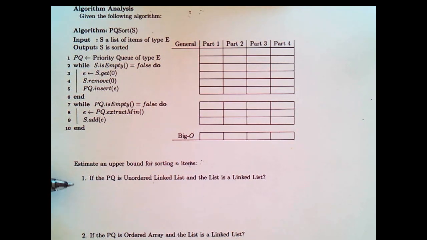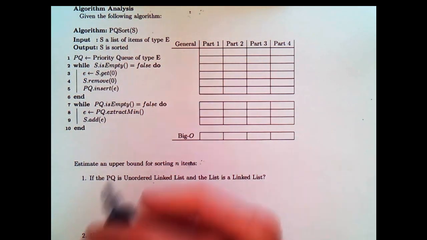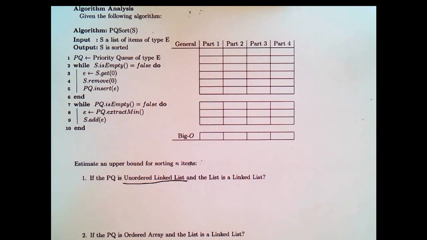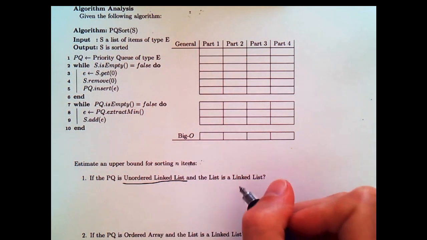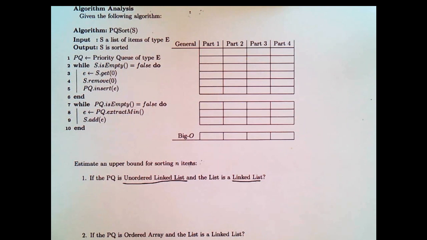So question 1, it says the priority queue is an unordered linked list. Now, underline that because it seems important. And the list is a linked list. Oh, so this is one of the things that our previous approach overlooked. We didn't think about how data was actually being stored other than the priority queue itself. So one of the benefits of using rigorous pseudocode is to incorporate details like this that could have a significant impact. And in fact, in some of the remaining 3 parts, you'll see that this choice is really, really significant.